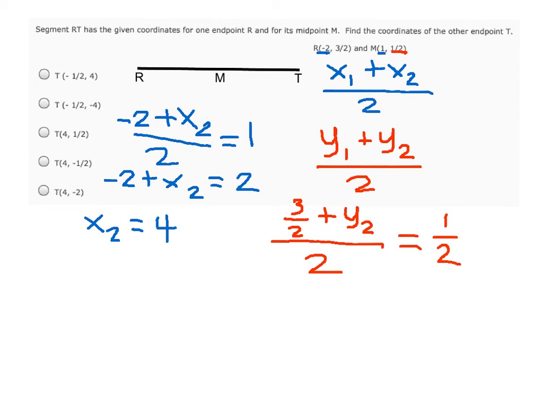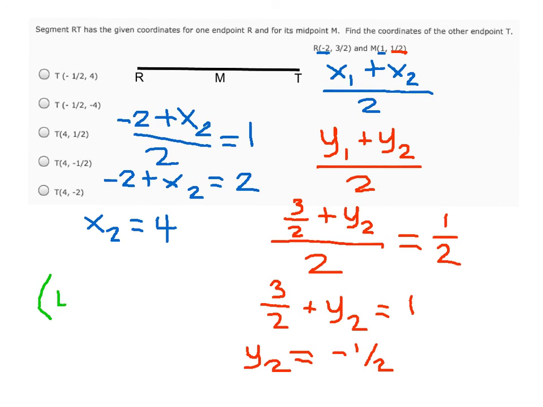So to solve for y sub 2, again, we're going to multiply each side by 2, and we're left with 3/2 plus y sub 2 equals 1. Now to get y sub 2 by itself, we want to subtract 3/2 from each side, so we get that y sub 2 equals negative 1/2.